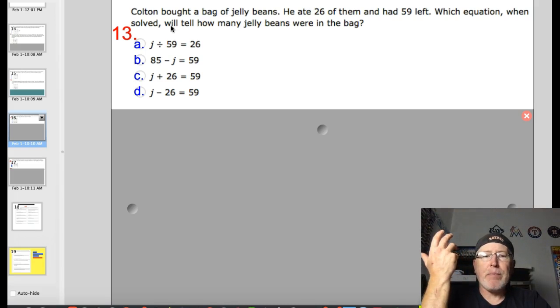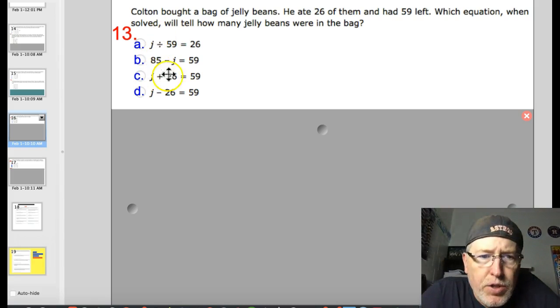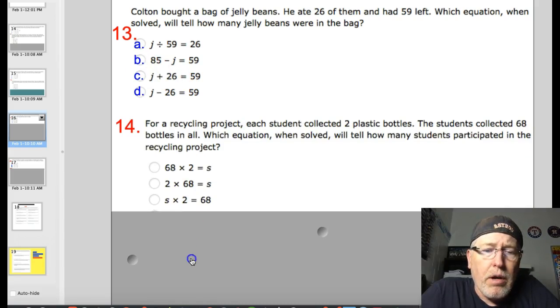Well, wouldn't you add them up? Yeah. So which equation is opposite of adding? Subtraction. Well, these two. So 85 total jelly beans. 85 wasn't even a number. Minus the jelly beans he bought equals 59? I don't think so. Let's try this one. Here's the jelly beans that he bought minus the 26 he ate. There are 59 left over. Ba-bam.